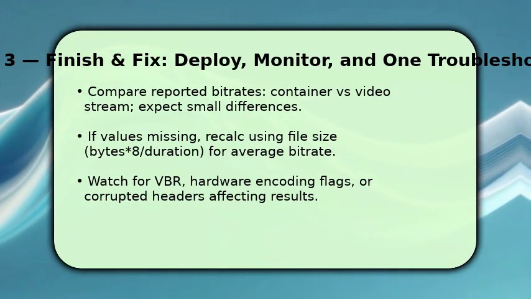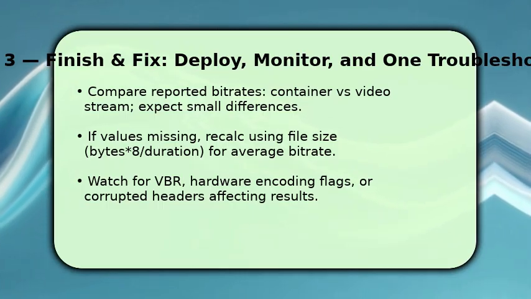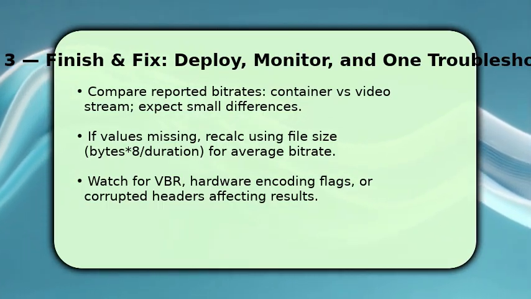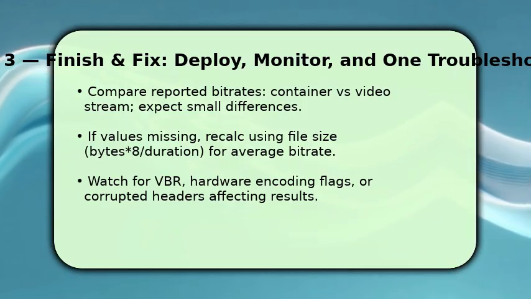If a tool shows no bitrate, calculate the average. Multiply file size in bytes by 8 and divide by duration in seconds. That yields bits per second.